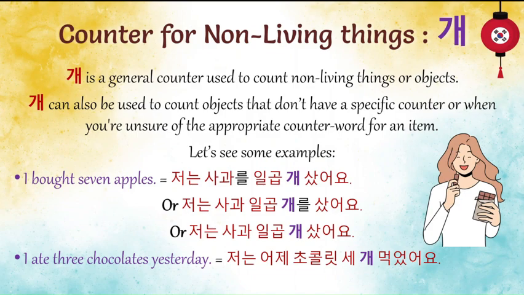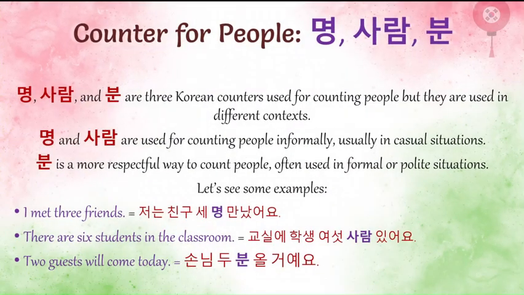Okay? Now, let's move to the next counter word, that is the counter for people. This is also very important. Now, there are 3 counters for people: 명, 사람, and 분. So these are the 3 Korean counters that are used for counting people, but they are used in different contexts. Obviously, if there are 3 words that are being used for counting people, then there has to be some difference between them. Now let's see what is the difference.